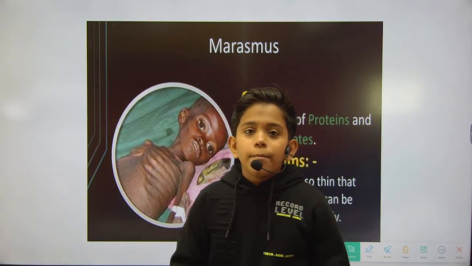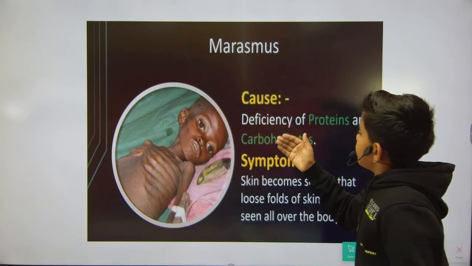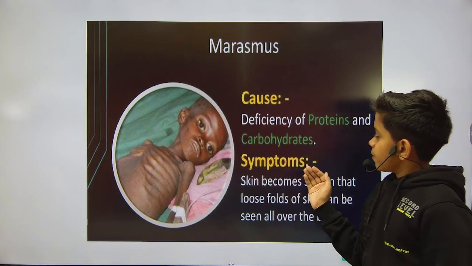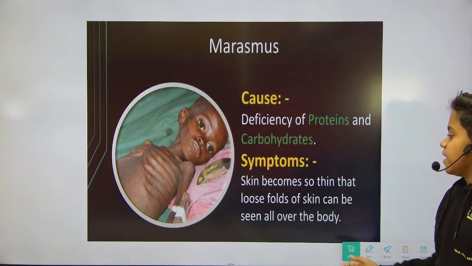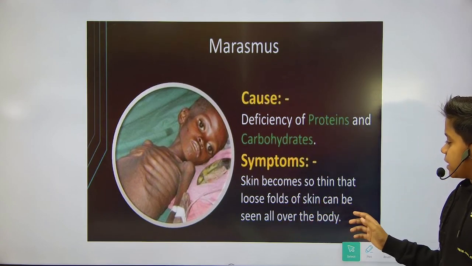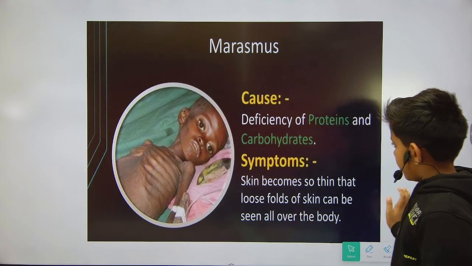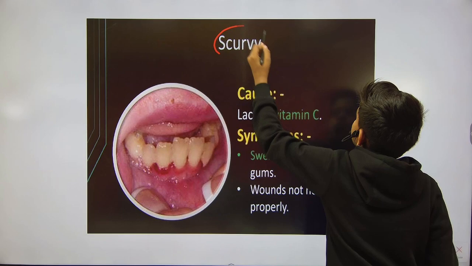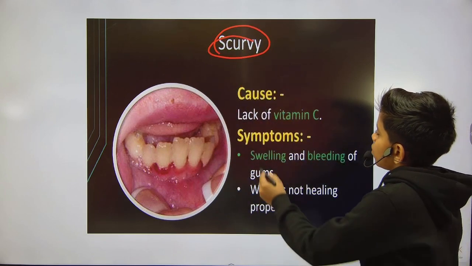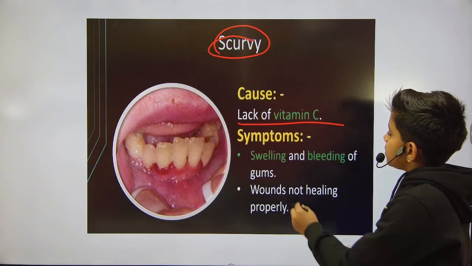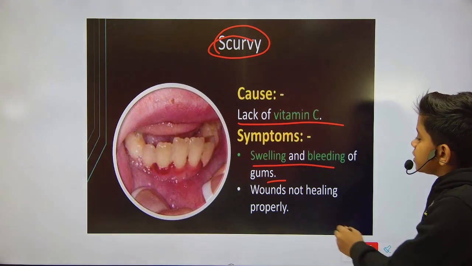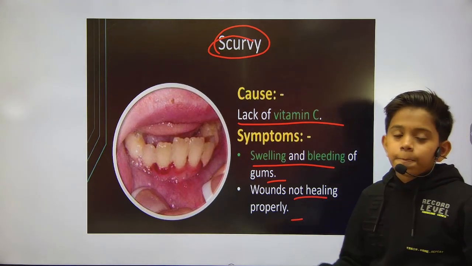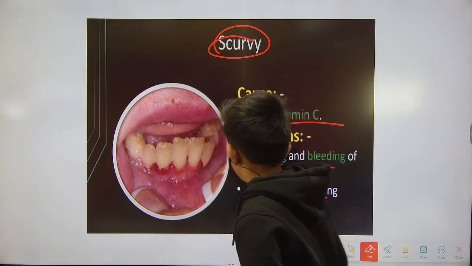Next, we have marasmus. Cause is deficiency of proteins and carbohydrates. Symptoms are skin becomes so thin that loose folds of skin can be seen all over the body. Next, we have scurvy. Why does this happen? Because of lack of vitamin C. Symptoms are swelling and bleeding of the gums and wounds not healing properly. Means it is related to the mouth.